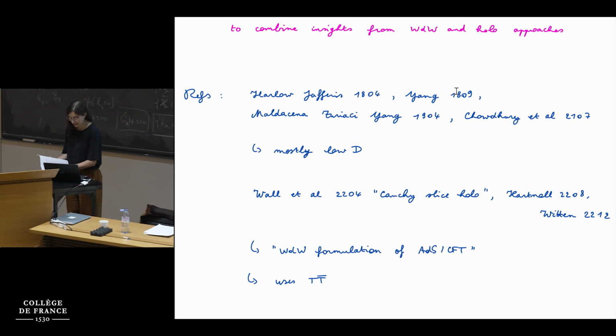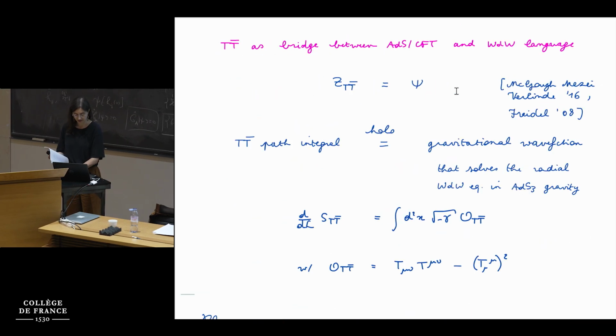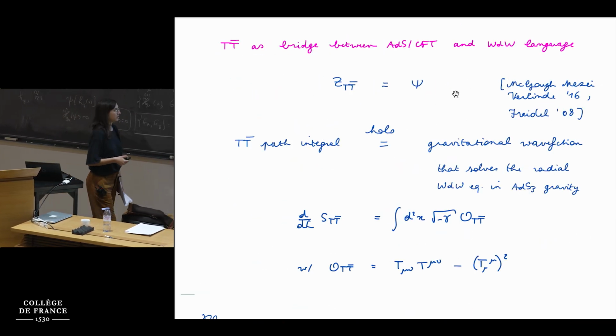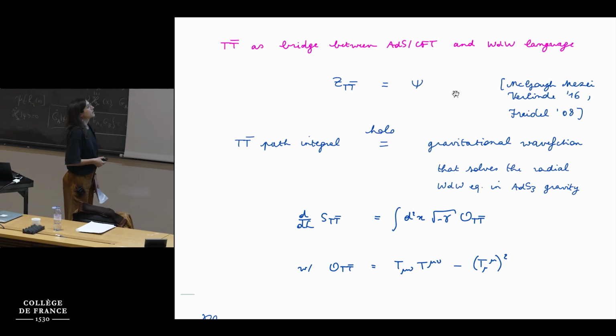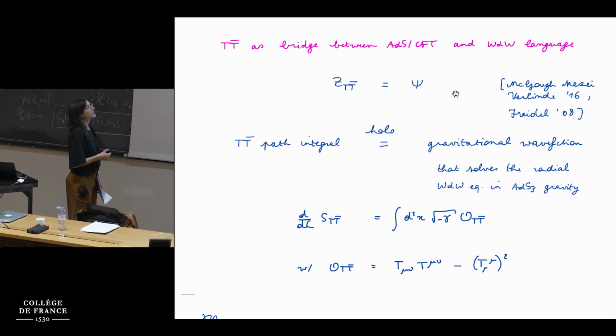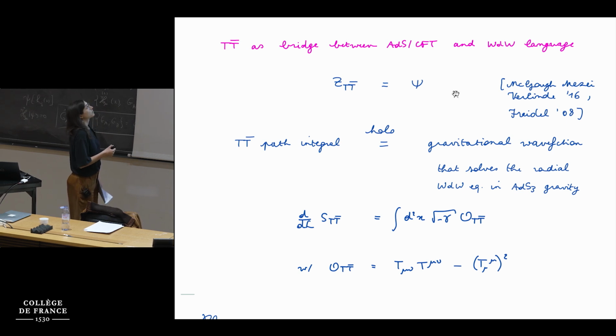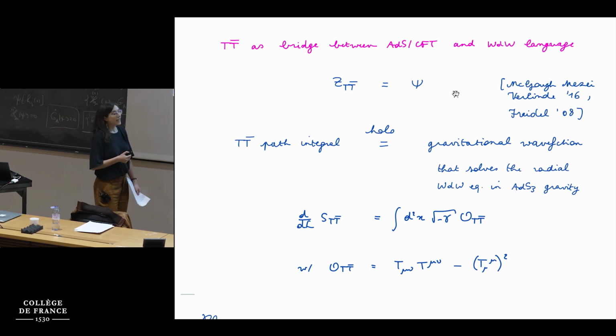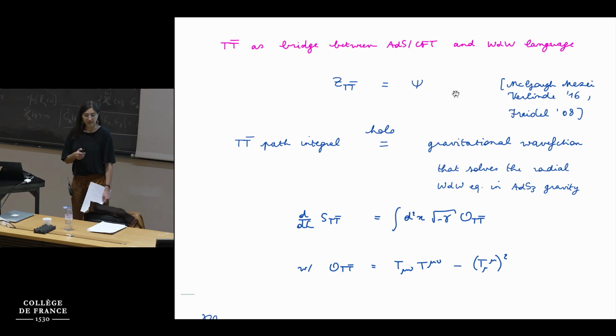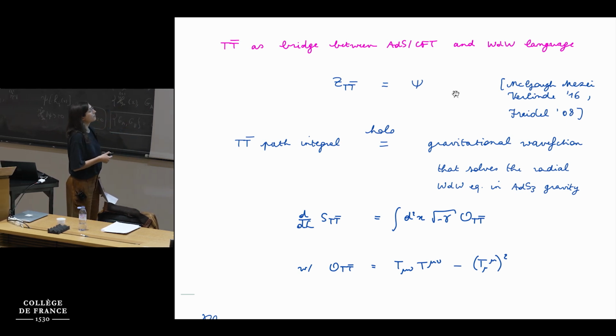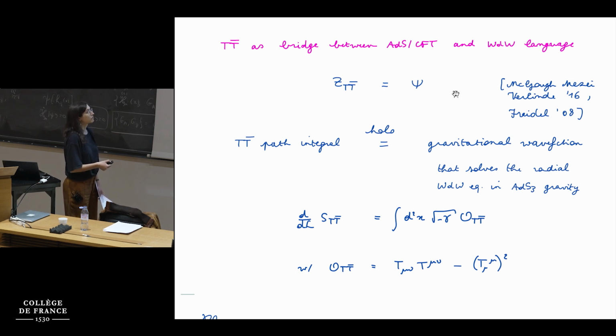So let me next discuss TTbar. So TTbar indeed is a key concept in translating between AdS/CFT language and Wheeler-DeWitt language, or a bridge if you want. And that is so because the TTbar path integral has been holographically identified with the gravitational wave function psi that solves the radial Wheeler-DeWitt equation in AdS3 gravity in this paper by McGough, Mezei, Verlinde.